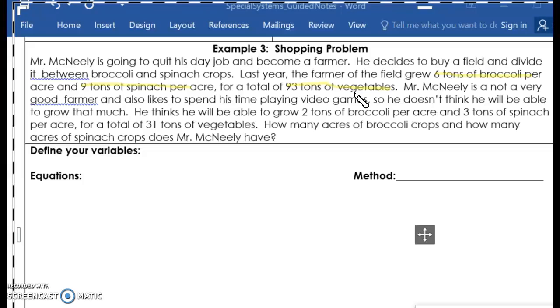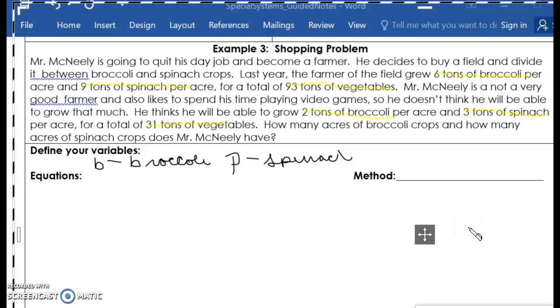Mr. McNeely is not a very good farmer and also likes to spend his time playing video games, so he doesn't think he will be able to grow that much. He thinks he will be able to grow 2 tons of broccoli per acre and 3 tons of spinach per acre, for a total of 31 tons of vegetables. How many acres of broccoli crops and how many acres of spinach crops does Mr. McNeely have?